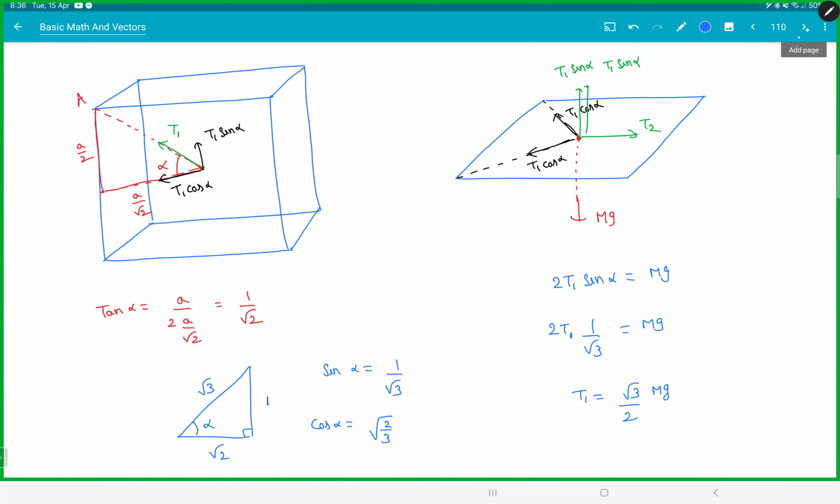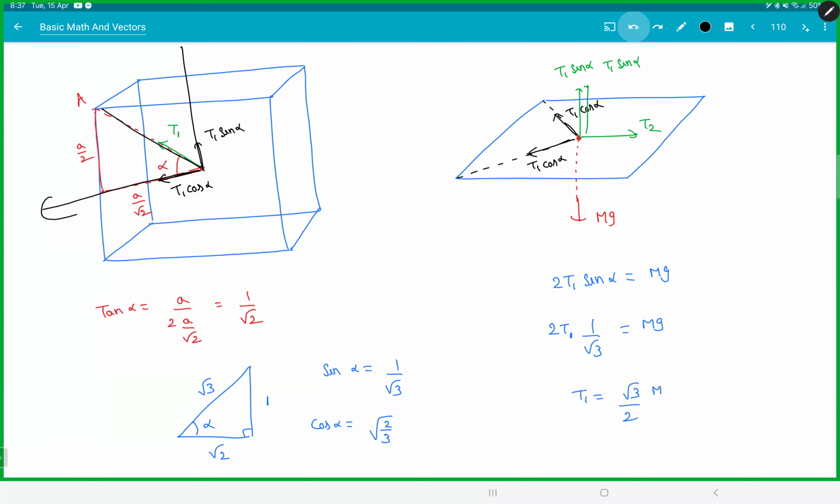Clear with this? Any doubts on this page? Listen, Advai, I'll explain once more. First, we are drawing a triangle here. In this triangle, the opposite side is a by 2, and this is a by root 2. From there, I got tan alpha as opposite by adjacent side, and so I got alpha. Once I got alpha, I can divide this T1 into T1 cos alpha and T1 sin alpha.